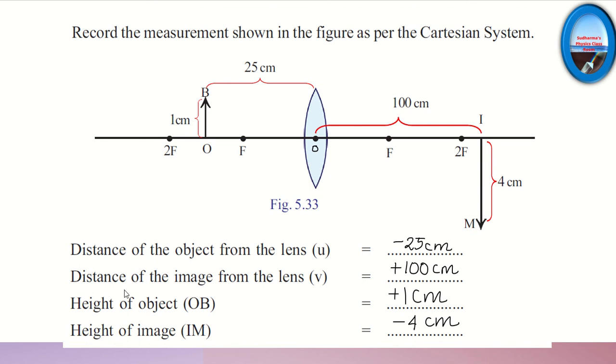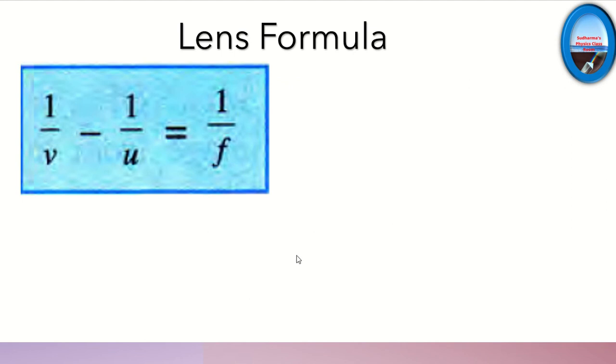So the object distance is always negative for a concave mirror, concave lens and convex lens. The distance of the image from the lens is towards the right side as shown in the figure, so I have given plus. The height of the object is measured above the principal axis, so it is positive. The height of the image is below the principal axis, so it is negative.